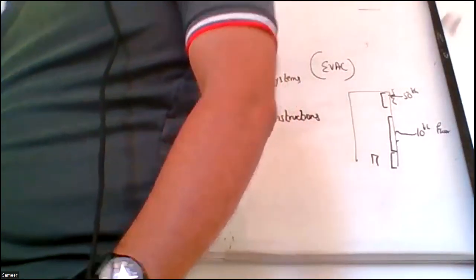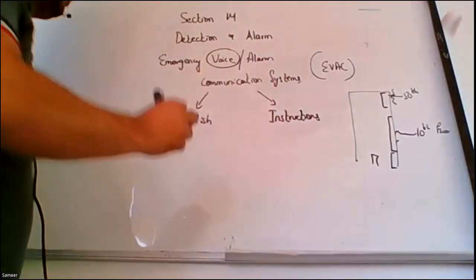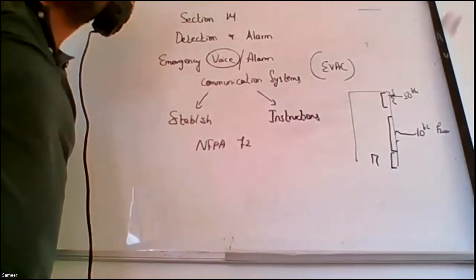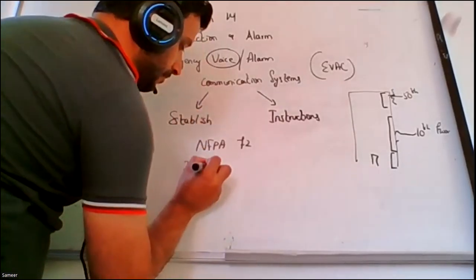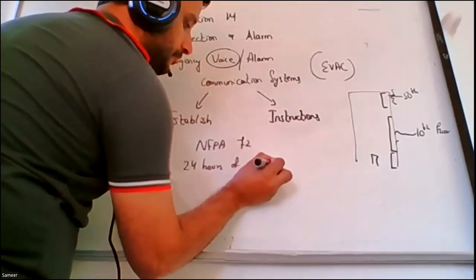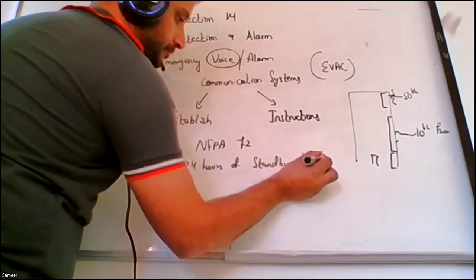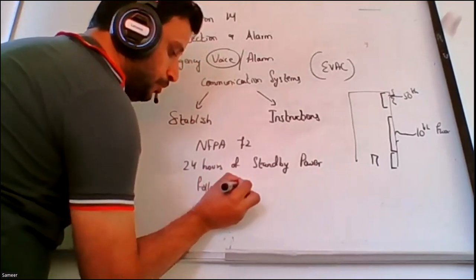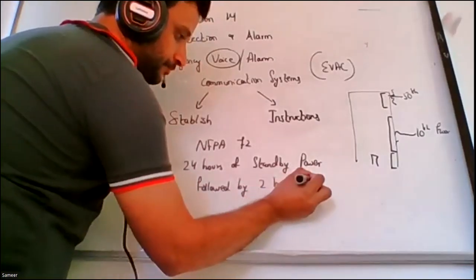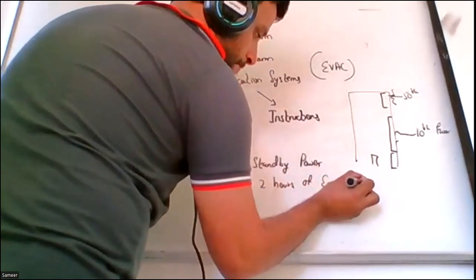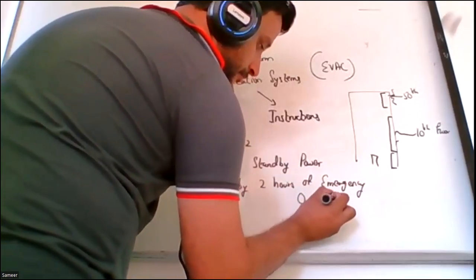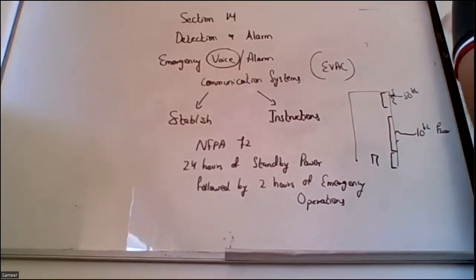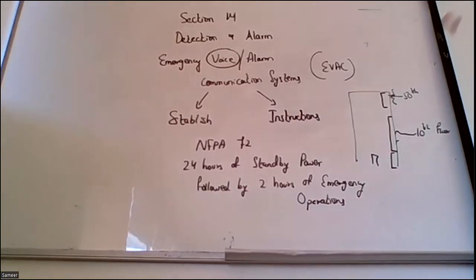Now, NFPA 72 says whenever you have an evac system, the evac system should have 24 hours of standby power, same as our other systems, followed by 2 hours of emergency operations, rather than 5 minutes of alarm. 2 hours of emergency operations means that your notification appliances, 2 hours.